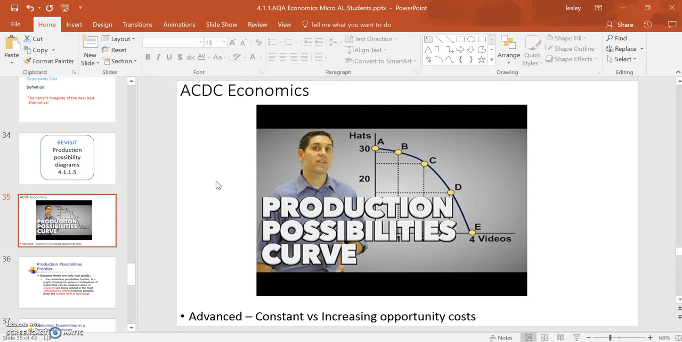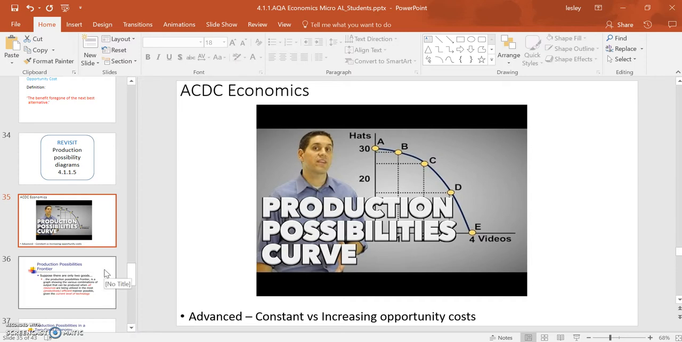He explains the different choices, and he explains the different concepts that exist within a production possibility curve or frontier, depending on what you're used to. Also, just to note, he talks a little bit about constant versus increasing opportunity costs. You don't need to know about that at all, but you might just want to have a little bit of extra knowledge under your hat. But please be warned, it's not necessary for the AQA spec.